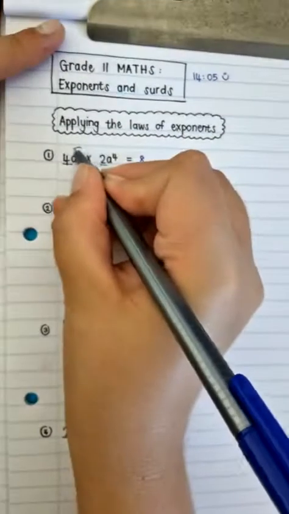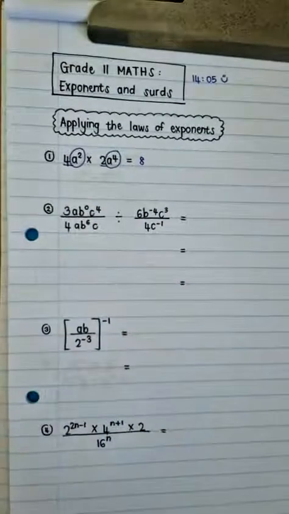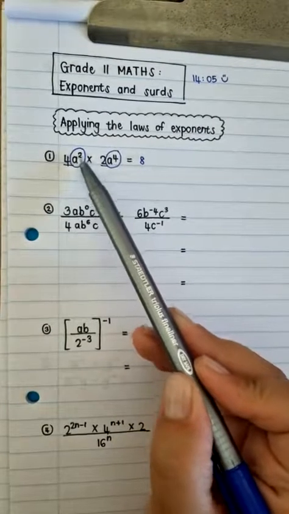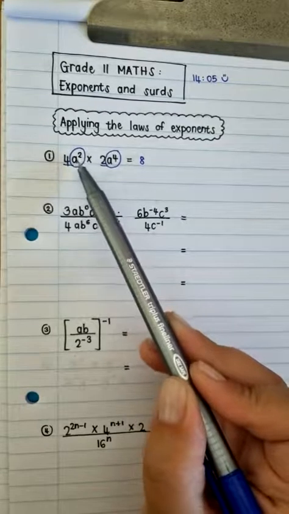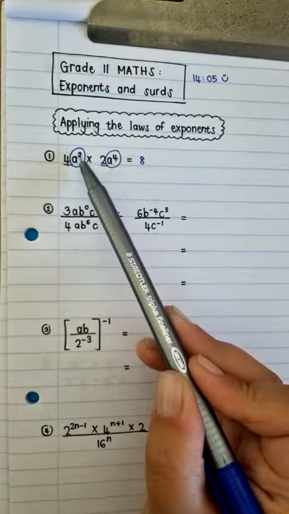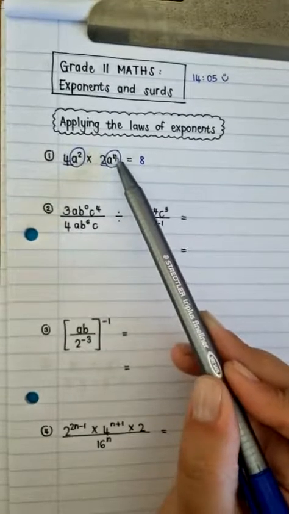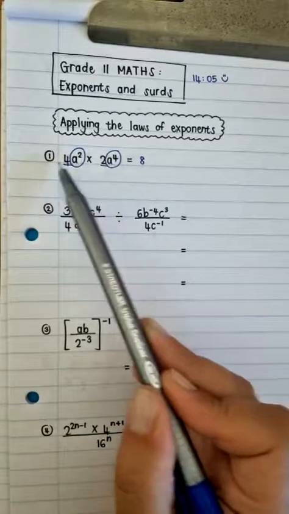What we do need to look at is that here we have an exponent and here we have an exponent, right? When you have a base and an exponent together, we call that a power. So here we have a power where we have a base of a and an exponent of 2. Here we have a power with a base of a and an exponent of 4. It's important that we notice that these have the same bases.